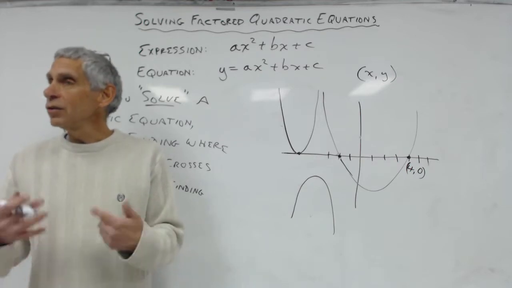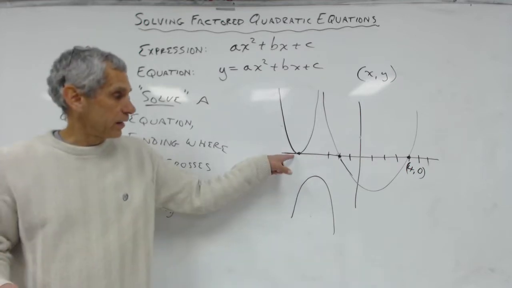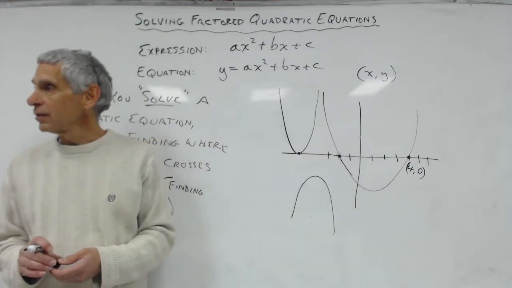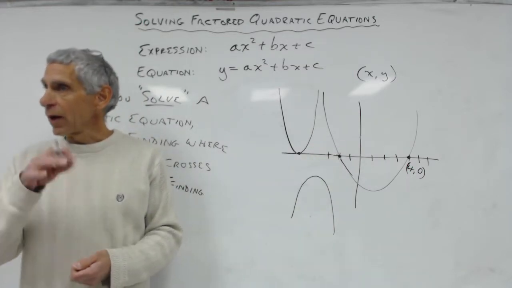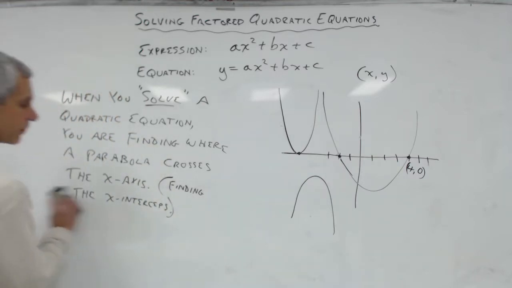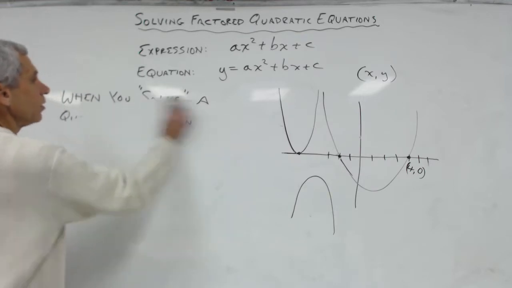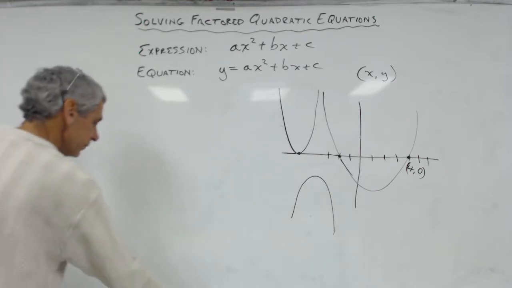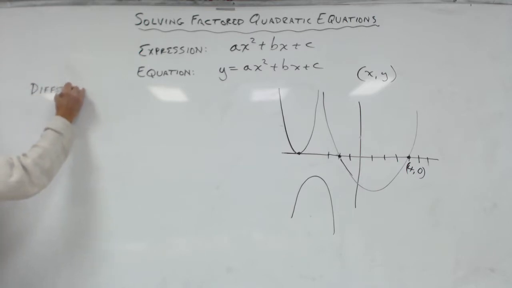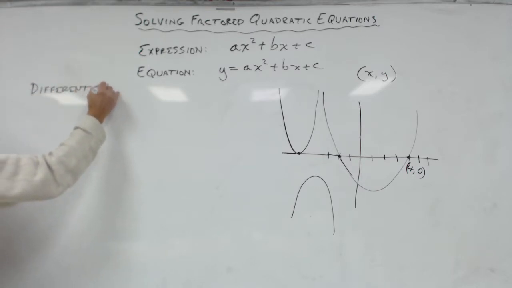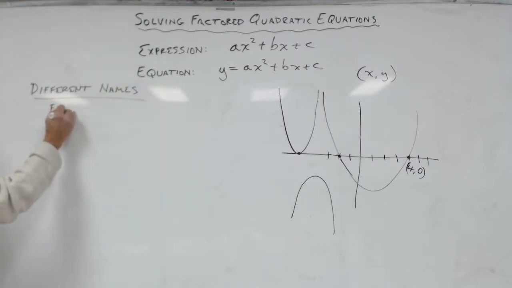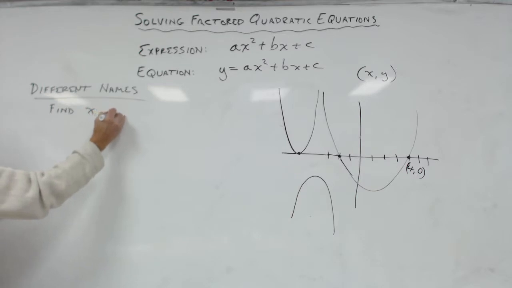What we're going to do today is learn how to find the zeros, or find where the parabola crosses the x-axis. And that is actually called different things. It's called solving. There's different names for this. And this is weird. I don't know why they have to have so many different names for this, but they do. You could say find the x-intercepts.